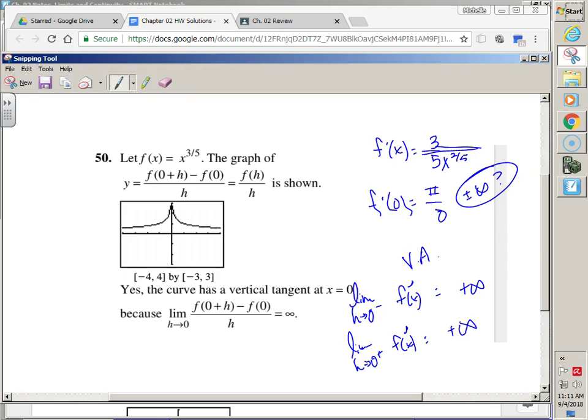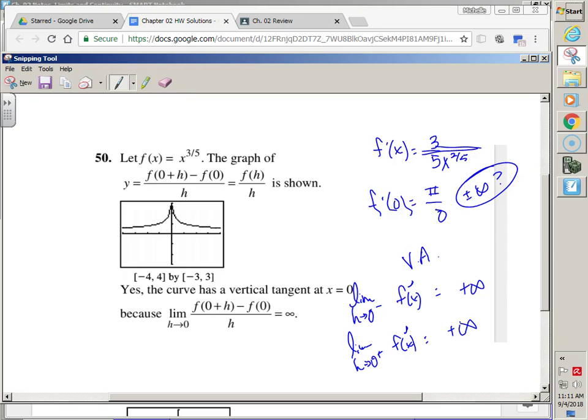Because the slopes are going to negative infinity from one direction, and the slopes are going to positive infinity from the other direction, they're in disagreement at the sharp point, which is why the derivative does not exist. Which is very different than the one that we were just doing here.